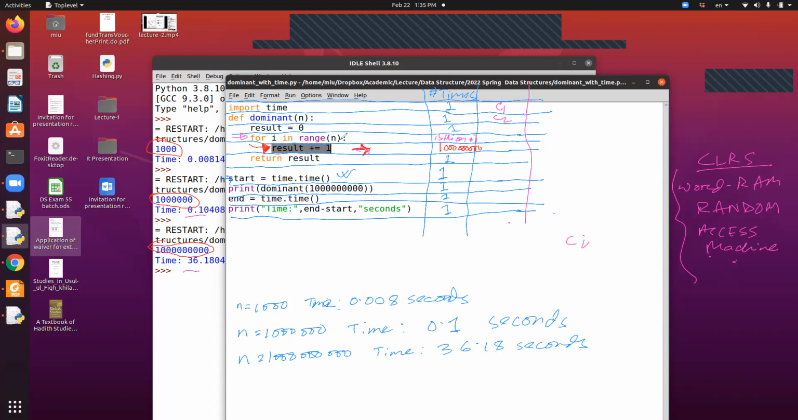In order to execute this line, it is C2. In order to execute this line, it is C3. In order to execute this line, it is C4. It is C5. It is C6. It is C7. It is C8. It is C9. It is C10. Is it clear? Crystal clear?